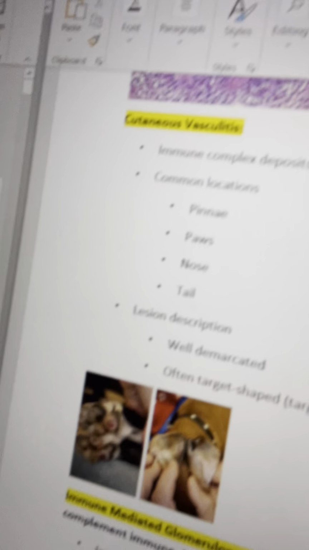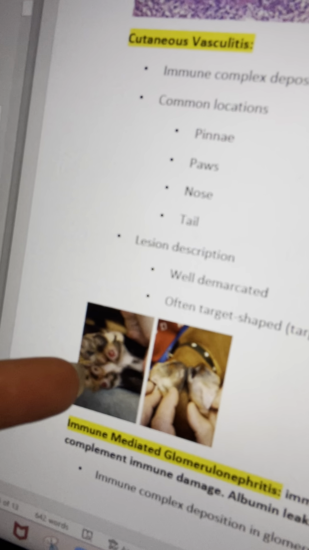So then we got into cutaneous vasculitis, which is immune complex deposits in the basement membrane of the skin. There are common locations of the pinnae, the paws, the nose, and the tail. The lesion description is well demarcated and often target-shaped. I don't know if you can see these pictures here, but this is a paw that has lesions, and that's an ear of a dog.